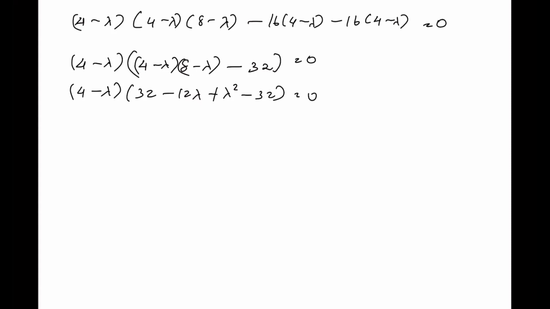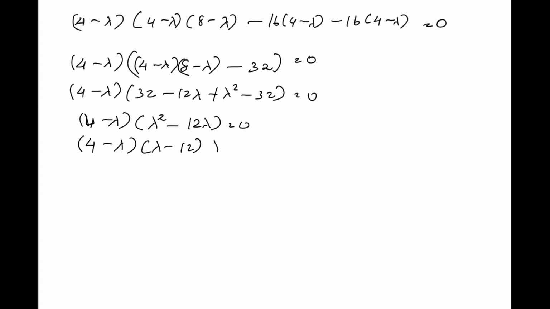So then you can have 4 minus lambda times lambda squared minus 12 lambda, which is equal to 0. Then you can have 4 minus lambda times lambda minus 12 times lambda equal to 0. Then the eigenvalues are lambda equals 0, lambda equals 4, and lambda equals 12. So these are my eigenvalues.